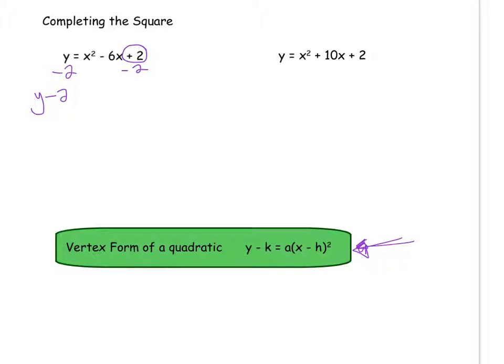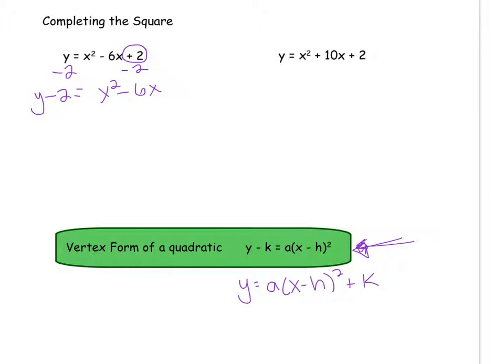y minus 2 equals x squared minus 6x. Now, something to note is that if you use a different textbook or worksheets, you may also see your vertex form written this way. And so it really doesn't matter. It's not like one way is better than the other way. It's just the way that your textbook or your worksheet or your teacher presents this to you.